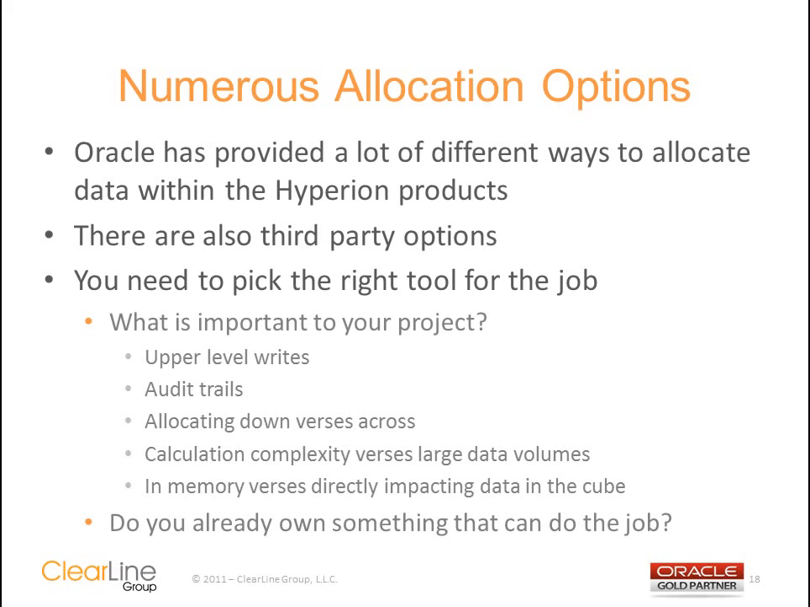Some options allow you to do upper-level writes, while others do not. There are also alternatives that provide better audit trails, and some options work better allocating across the level of a hierarchy instead of down it. You'll also find that some handle complex calculations better, while others work better on large data volumes. There are even options that allow you to work with calculations in memory instead of directly impacting the data within the cube.